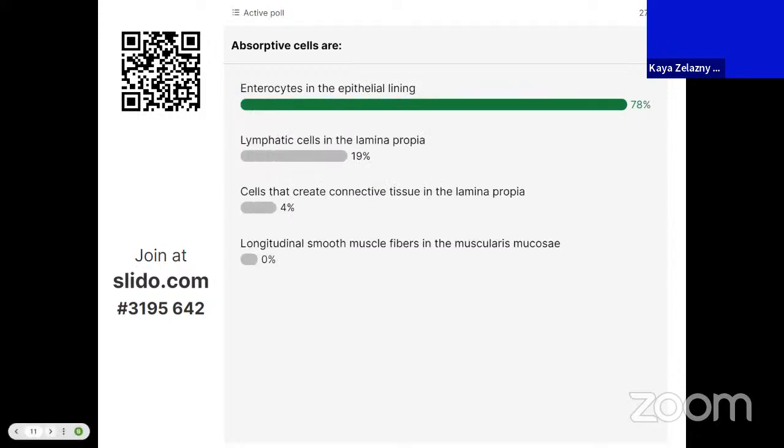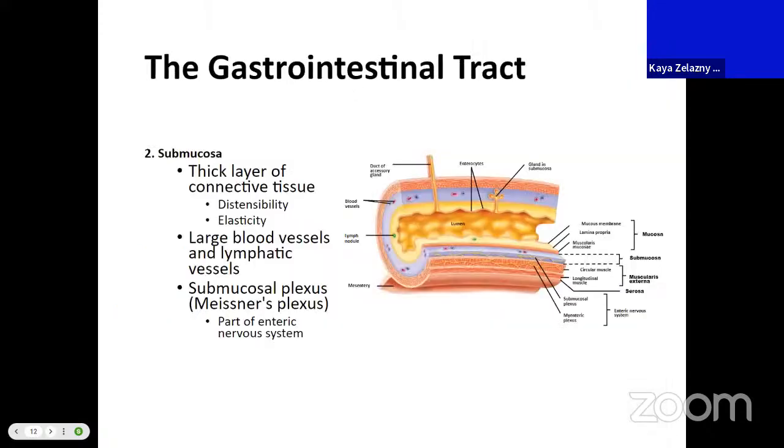Okay, yes. So the absorptive cells are part of that epithelial lining of the mucosa. The innermost layer of the mucosa has these enterocytes. One of the types of those enterocytes in that epithelial lining is going to be cells adapted for absorption. So all of those things were part of the mucosa, this inner layer, layer number one. Now we're stepping out again.